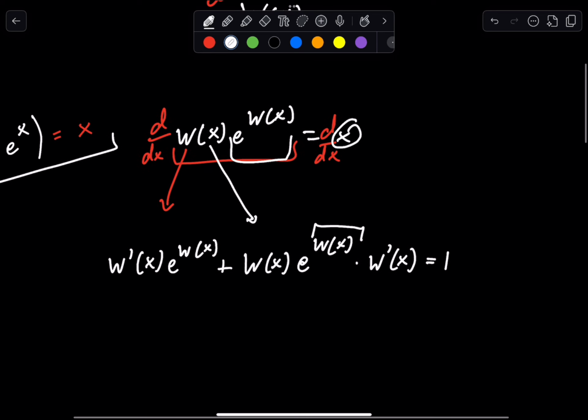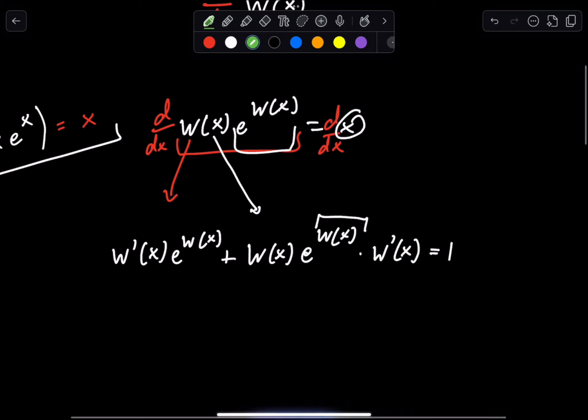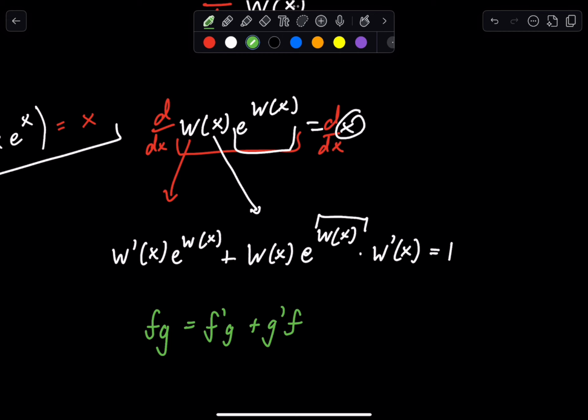If you didn't catch that, you can pause or rewind the video, but essentially it's just product rule, simple enough. The derivative of fg equals f prime g plus g prime f, just like that. So that's how we can expand that out.